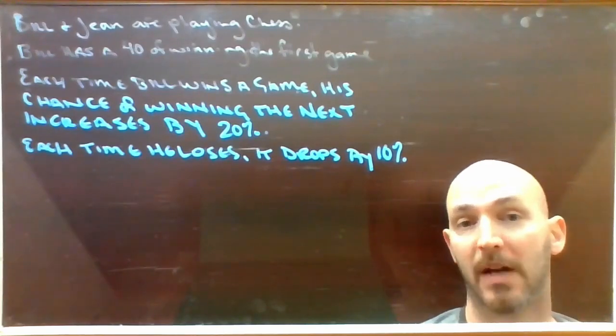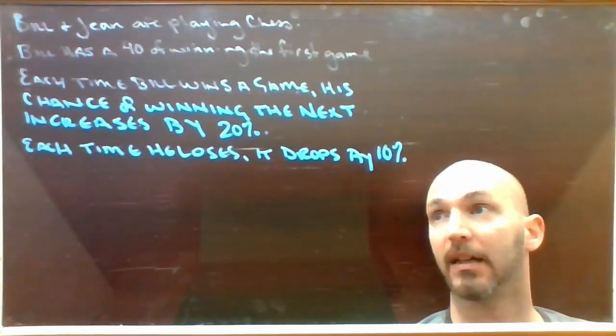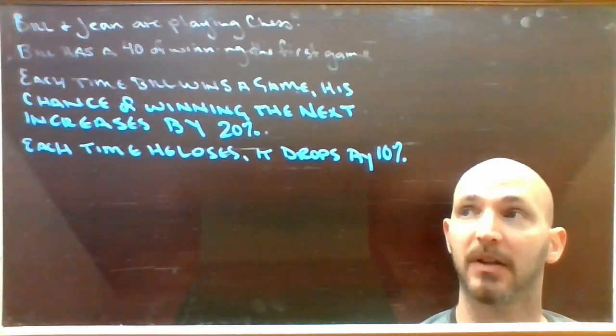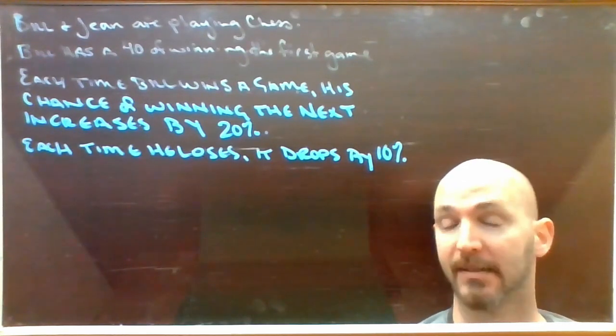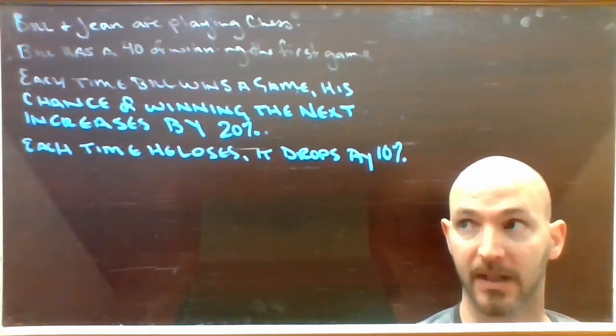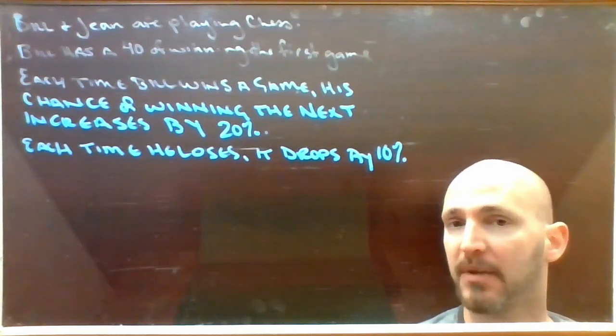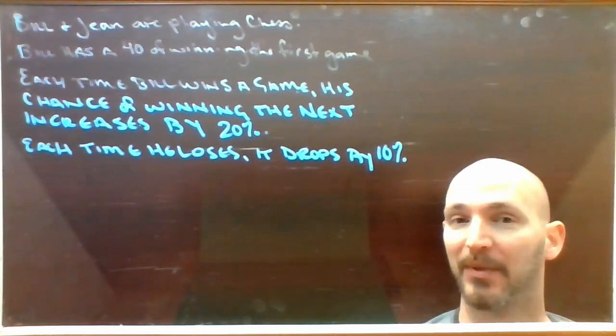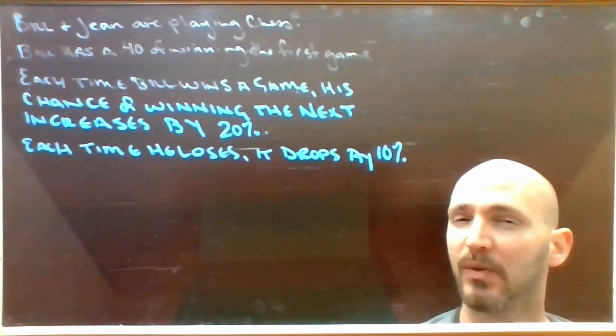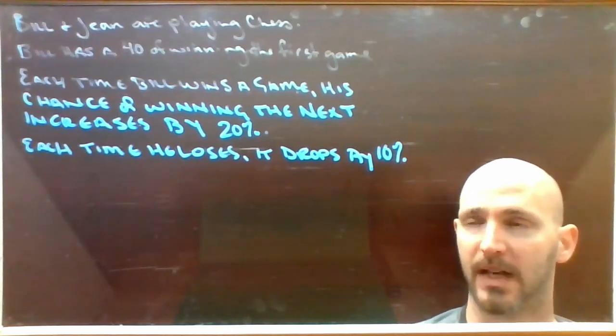So we have two imaginary people playing chess, Bill and Gene. Bill has a 40% chance of winning the first game, which means Gene has a 60% chance of winning the first game. But as you maybe noticed when you're playing games, if you win one, you are inspired to win the next one. But if you lose, you're a little deflated. It's harder to win the one after that.